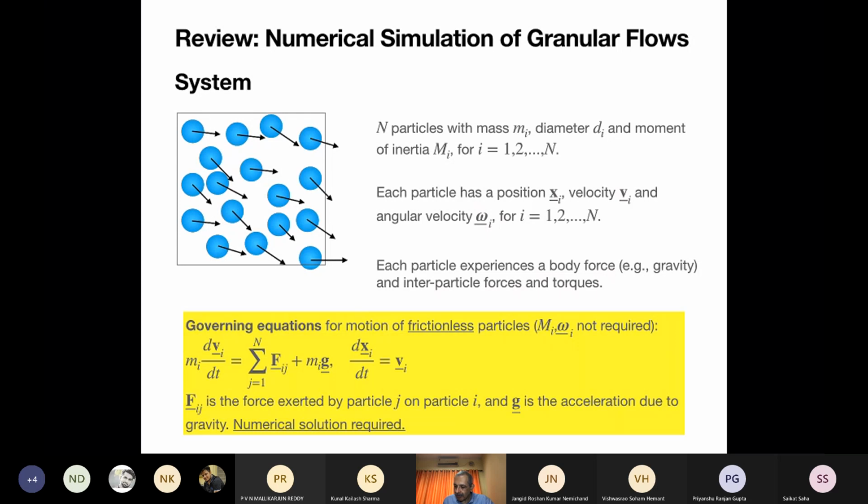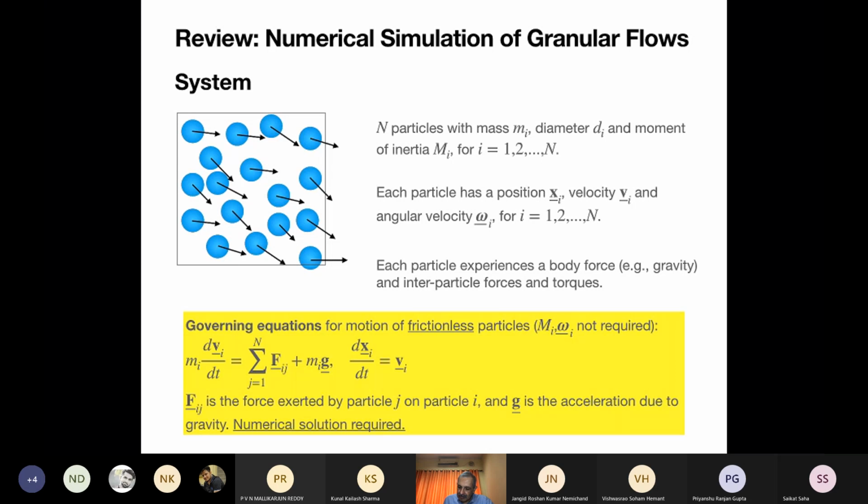And there will be body force, gravity, interparticle forces, and torques. These are the governing equations, but initially at least, just for illustration purposes, we'll look at frictionless particles. In that case, there is no tangential force, hence there is no torque, and no moment of inertia or angular velocity required.